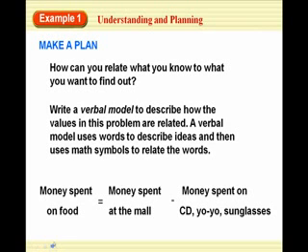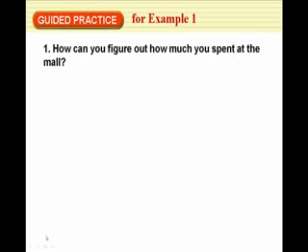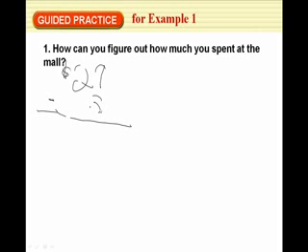So let's go to the guided practice for example 1, and you don't have to write the whole sentence, but let's write the answer down. Number 1, how can you figure out how much you spent at the mall? Well, if you had $29 when you went to the mall, and you came home with $3, wouldn't you subtract to find out your total amount of money? So 29 minus 3 would be $26.